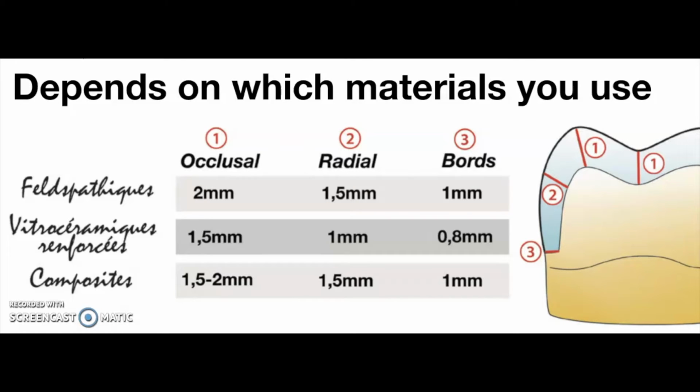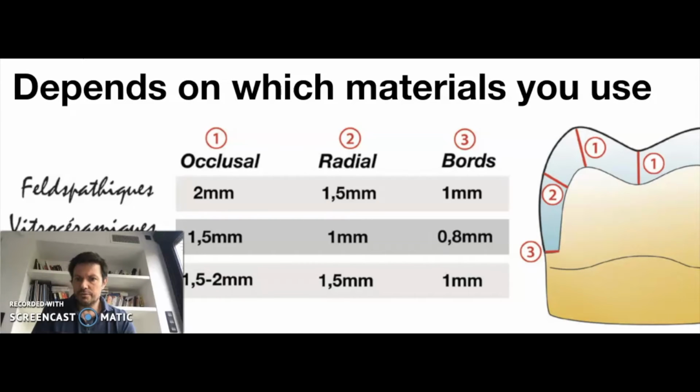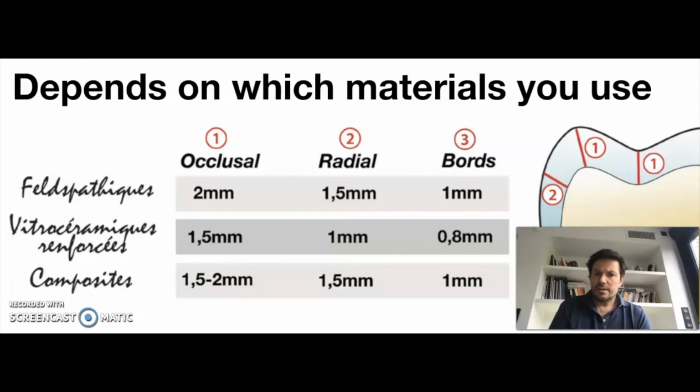If you use feldspathic, you need 2 millimeters of thickness. If you use vitroceramic, disilicate, you need 1.5. And if you use composite, it's between 1.5 and 2. So when you decide what kind of material you want to use, you decide at the same time how much you have to increase vertical dimension.